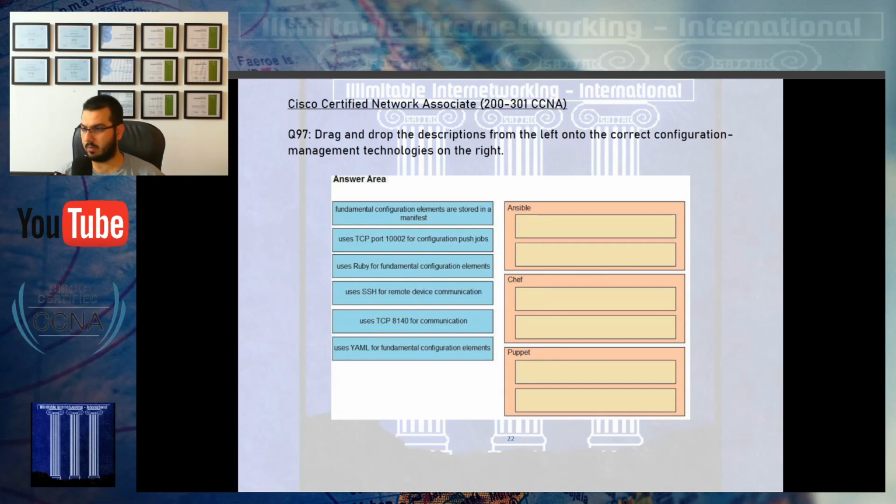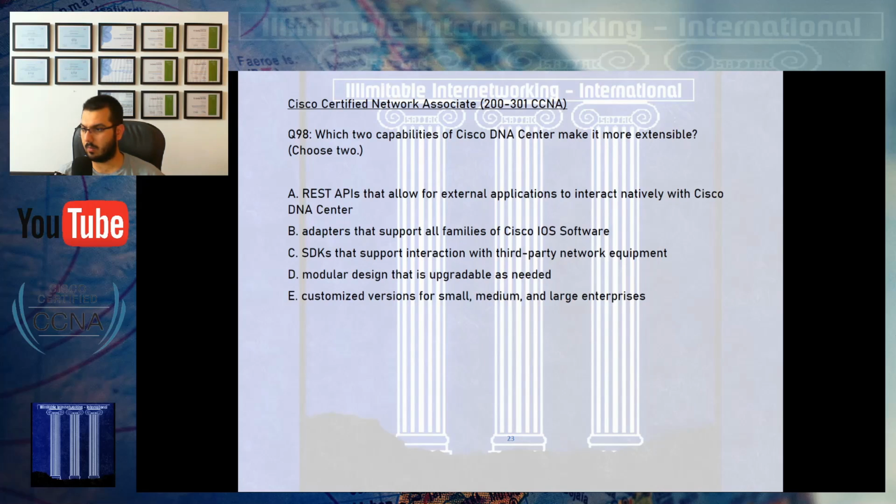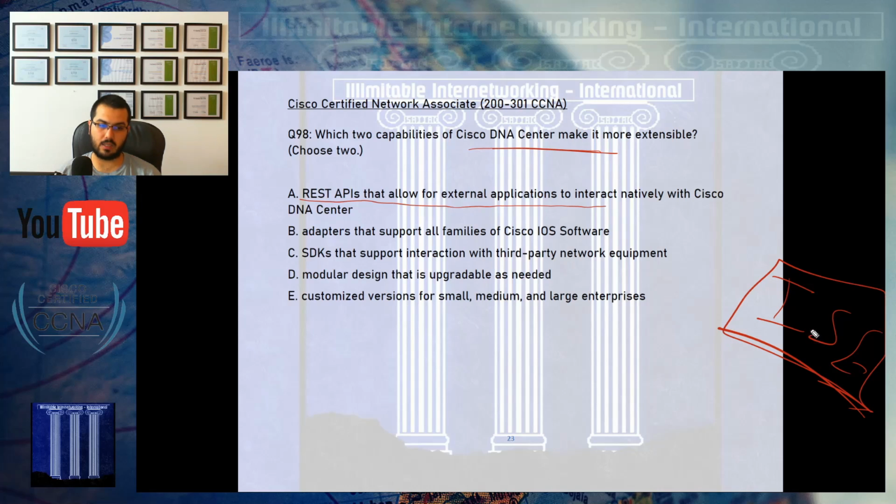This was question 97. Okay, we are almost done. Which two capabilities of the DNA makes it more extensible? Makes it the best? Makes it a Cisco product? Okay, so A, list APIs that allow for external application to interact natively with Cisco DNA. I think you mean ISE, Identity Service Engine, because it's a separated appliance that you can connect to the DNA, and there will be some APIs between them.